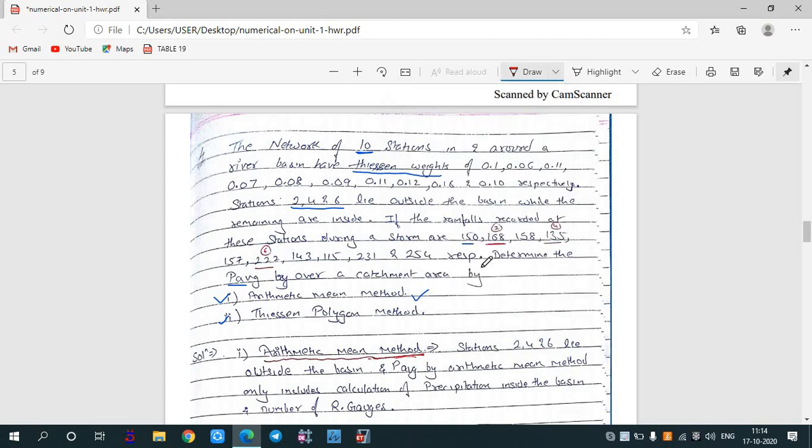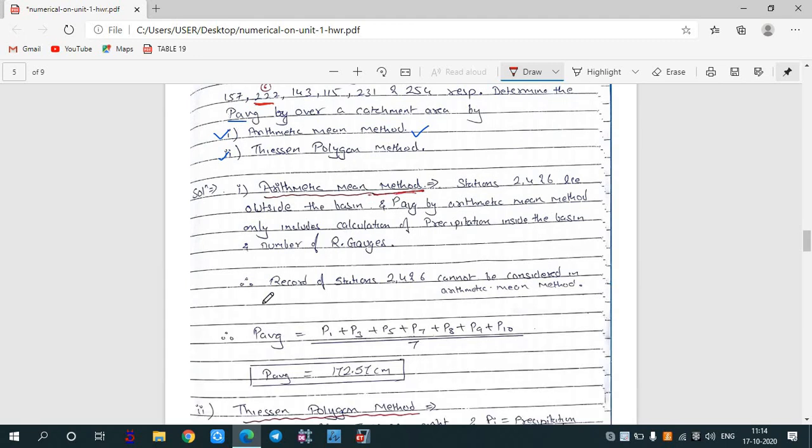I can also mark it for you. This one is the second station. Then we go to the fourth station. This is the fourth station. Then we go to the sixth station. So in the arithmetic mean method, we will add 150 plus 158 plus 157 plus 143 plus 115 plus 231 plus 254. But we will leave this 168, 135 and 222, because they are outside the basin.